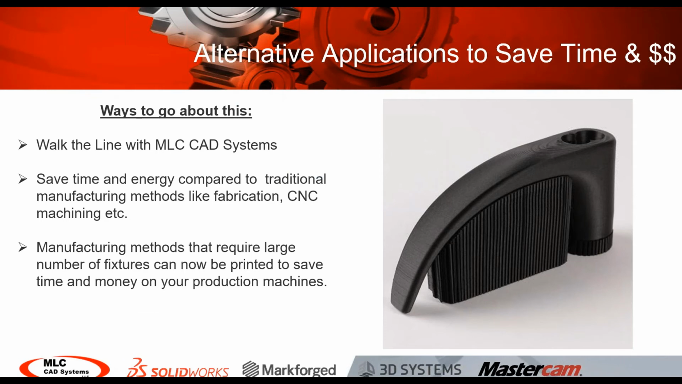Manufacturing methods that require a large number of fixtures can now be printed. So if you have fixtures that you only need 50 of, that's considered a larger number than compared to making 50 of those multiple parts. You can make 50 of those single fixtures, like I had explained in our engineering example prior to.